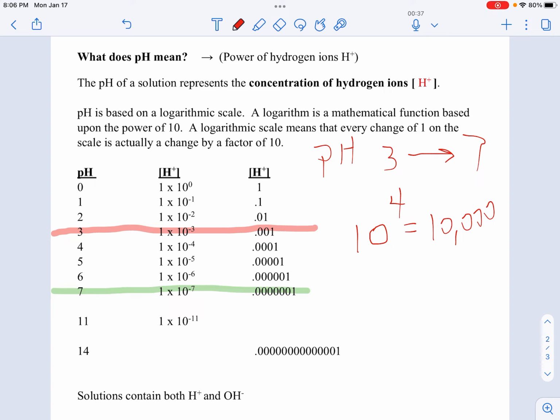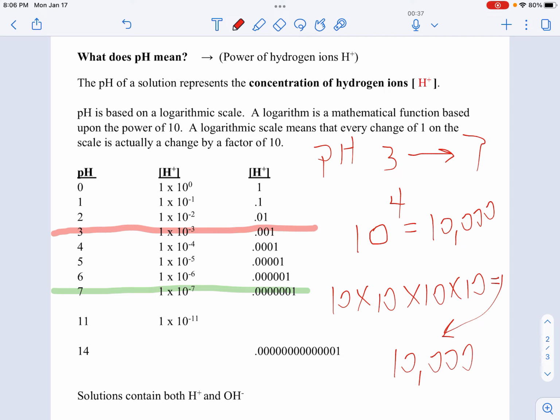And if you don't like doing 10 to the 4th, you can always go 10 times 10 times 10 times 10, and that's going to give you the same number, or 10,000 times more concentrated. Okay, so hopefully that helps. The pH scale is a logarithmic scale, and every time you move, it's by a factor of 10.